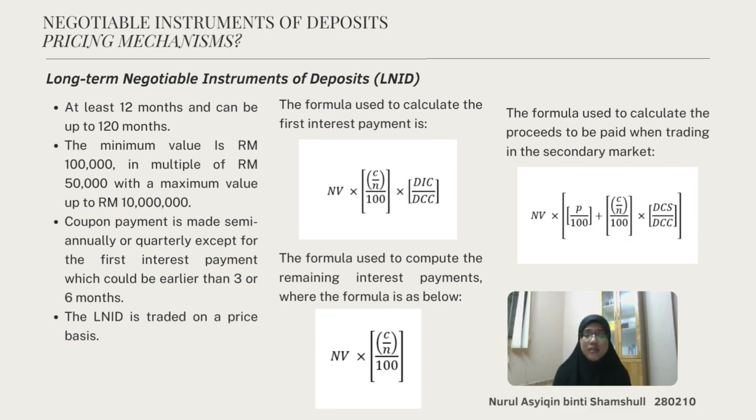Lastly, below is the formula used to calculate the deposit to be paid when trading in the secondary market, where NV is the nominal value, P is the price, C is the coupon rate, N is the frequency of coupon payments per annum, DCS is the number of days between the last interest date and the settlement date, and DCC is the number of days in the current interest period.